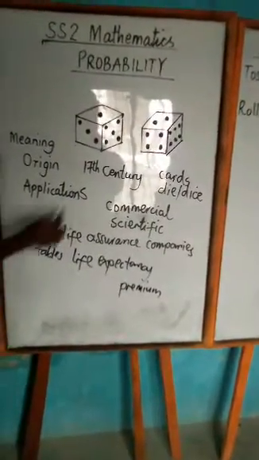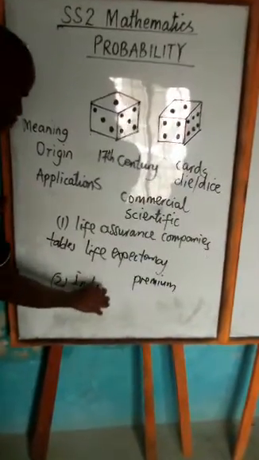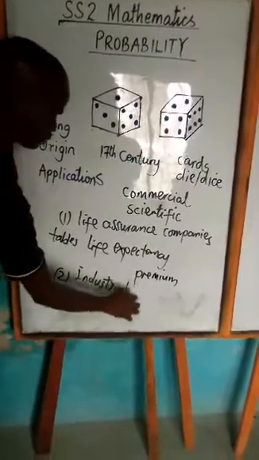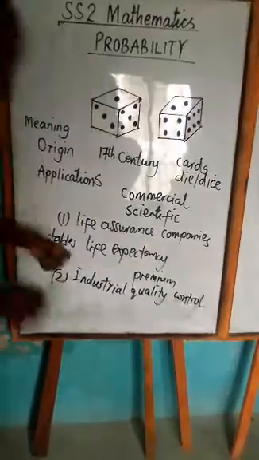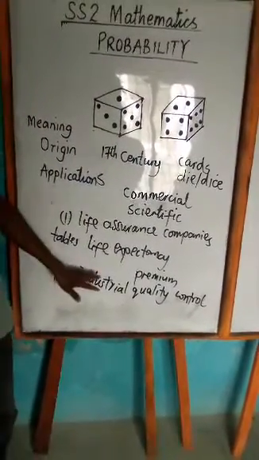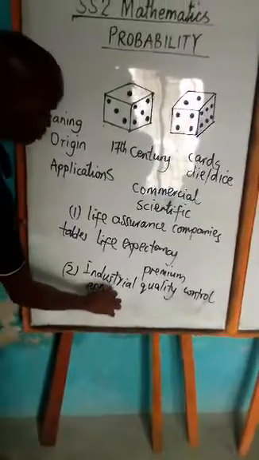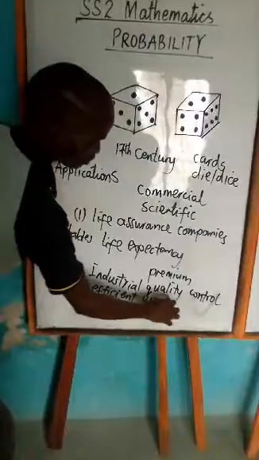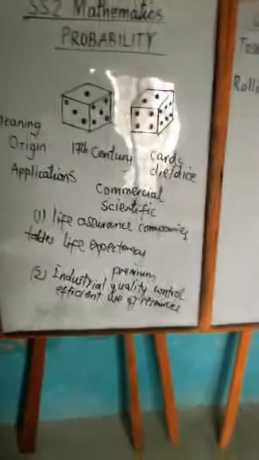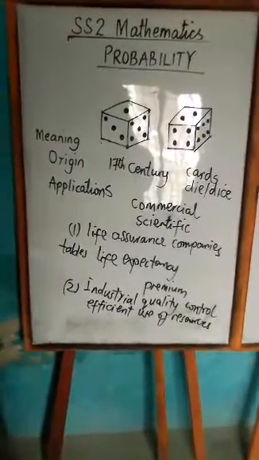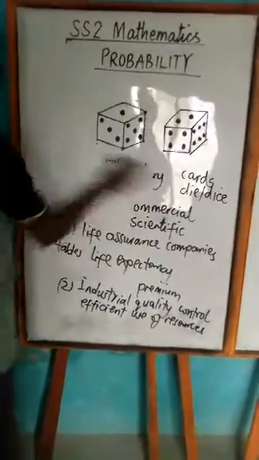Premiums. The second application of probability is in industrial quality control. Very soon we shall take an example on this, industrial quality control, as well as efficient use of resources. Okay, so now let's go to the mathematical aspect.